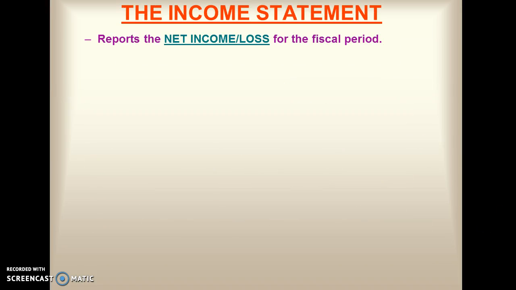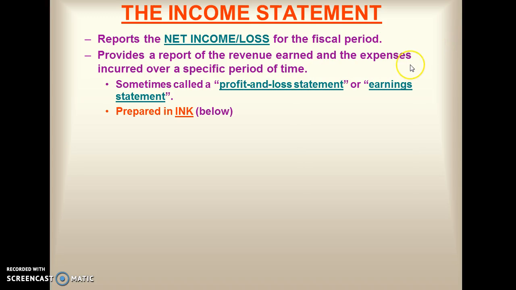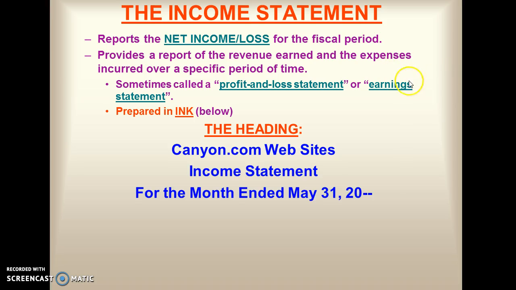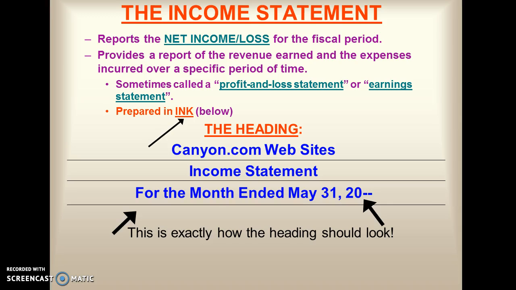Now, once again, the income statement is going to tell us whether or not we made money or lost money. So it would be described as having a net income or net loss for that fiscal period. It's also called the profit and loss statement or the earnings statement.